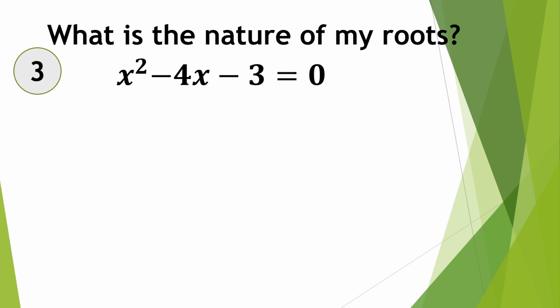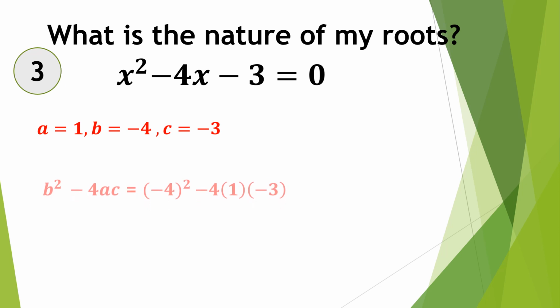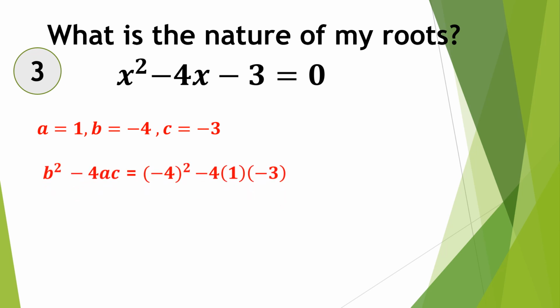Next example. x squared minus 4x minus 3 equals 0. Without getting the actual roots, what will be its nature of roots? Let's again use the discriminant using the values of a, b, and c. So a equals 1, b equals negative 4, and c equals negative 3. Once again, substituting them in the discriminant formula, the value of the discriminant is 28.